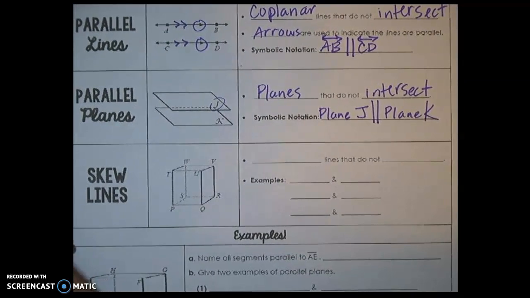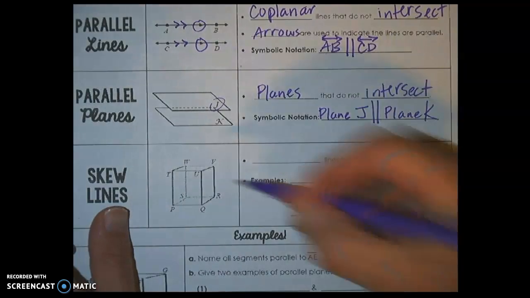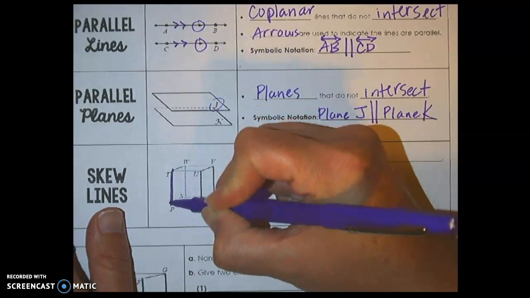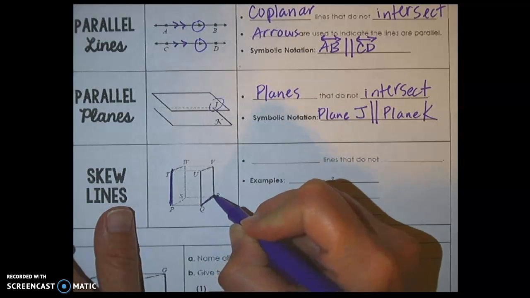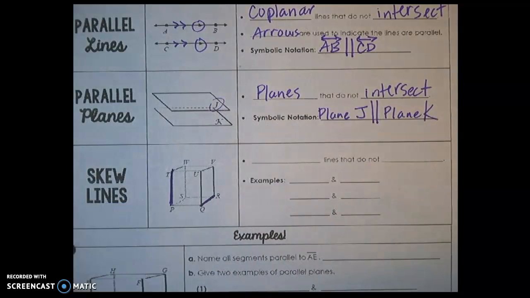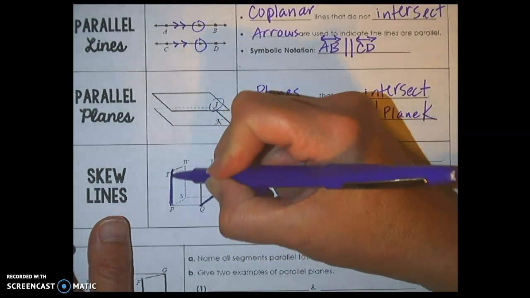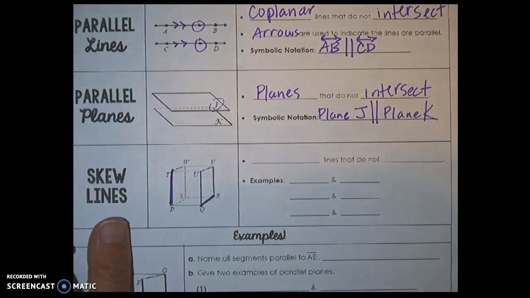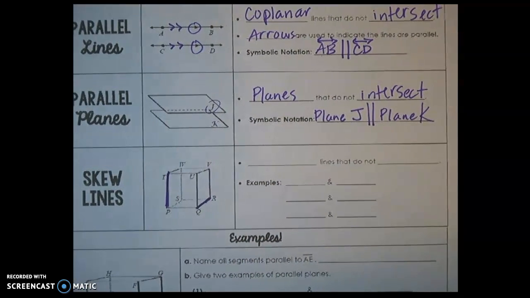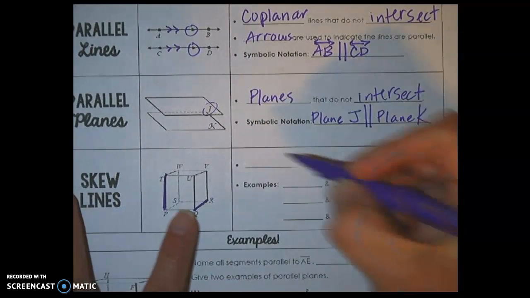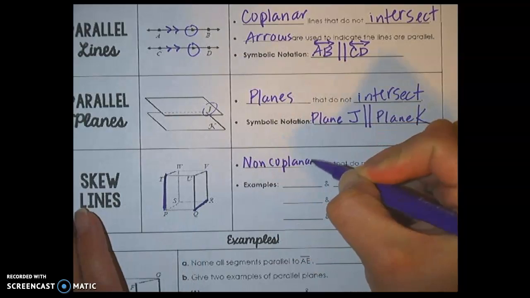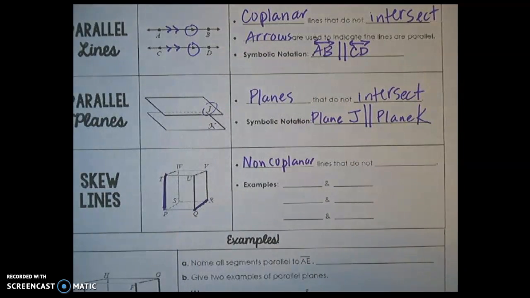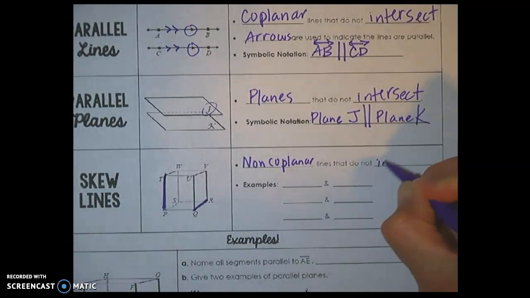Skew lines are probably a new term, and I like to think about skew lines as if you think about the corner of a classroom, and then if we look at the opposite side of the classroom and we look at where the wall and the floor meet, so this one right here and that one right there, they are non-coplanar. Non-coplanar, remember, means they are not on the same plane, lines that do not intersect.